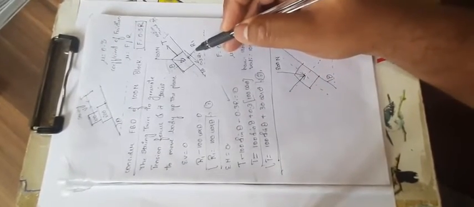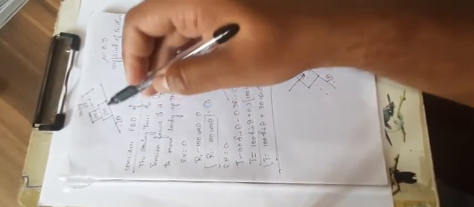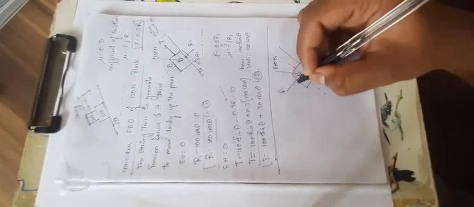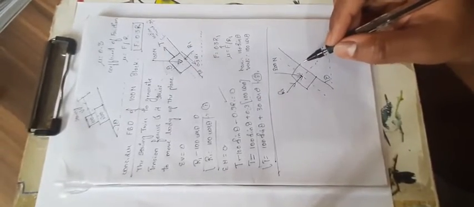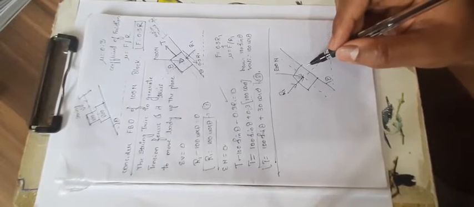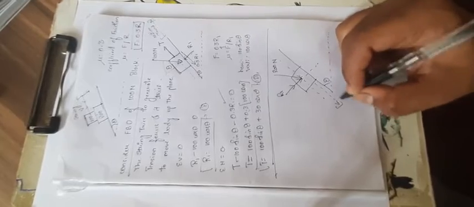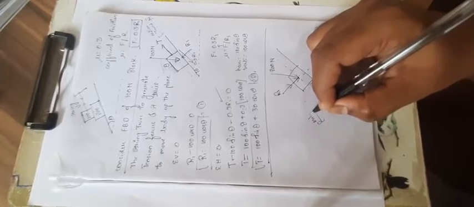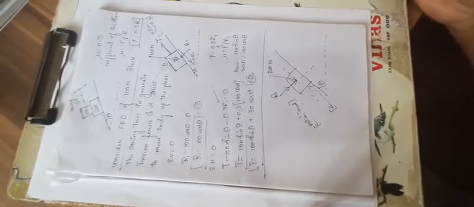This reaction I'm talking about, whatever reaction has developed under the 100 newton block, will be acting as a load on this 200 newtons. So this is R1 acting downwards. Now how was the motion trend? What is happening to the 200 newtons? The 200 newtons is moving downwards. The motion trend is downwards. This is the motion trend.